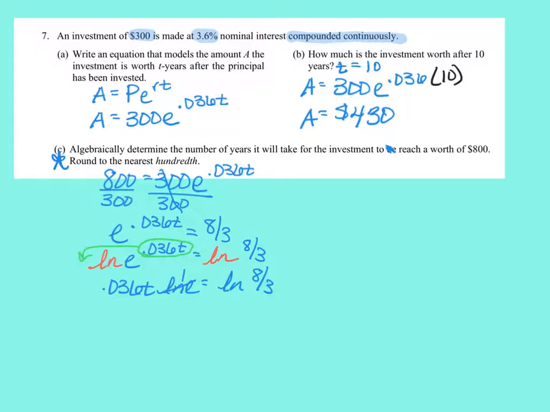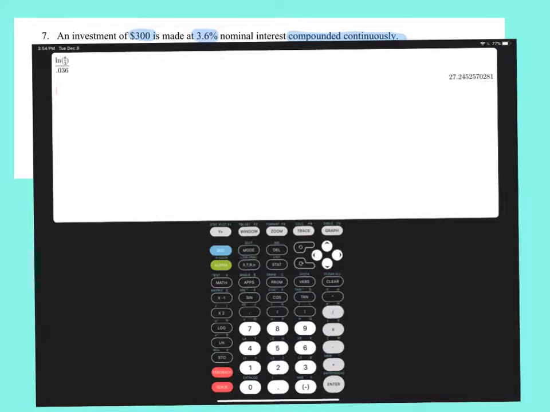It just almost disappears. Now, since I'm solving for t, I'm going to divide both sides by 0.036. And now this whole thing on the right side, I'm going to put into my calculator. So when you put it into the calculator, this is what it looks like. I did a fraction, natural log, and then another fraction, 8/3, divided by 0.036.